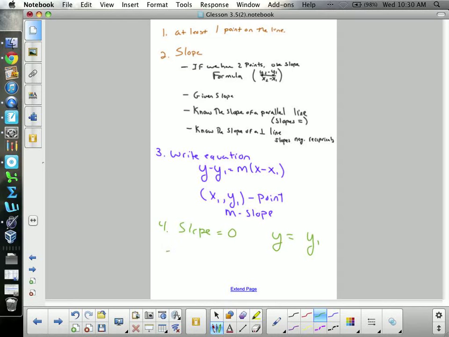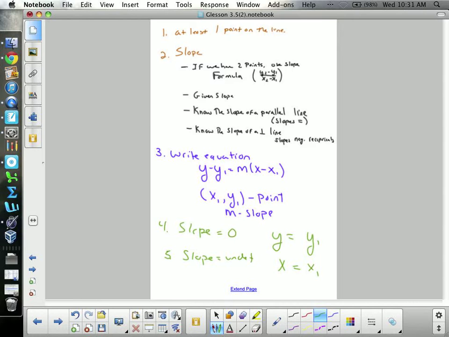If the slope is undefined, the equation is x equals x1, whatever the x-coordinate of the point I know is. So an undefined slope is an x equals equation. These are things I'm hoping that you've copied down into your own notes because you should have this information. If you're concerned about not having step-by-step notes or instructions, here they are. And hopefully you've been writing these down as we go.